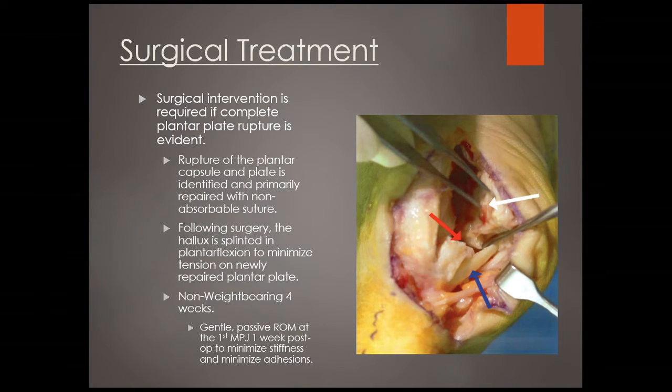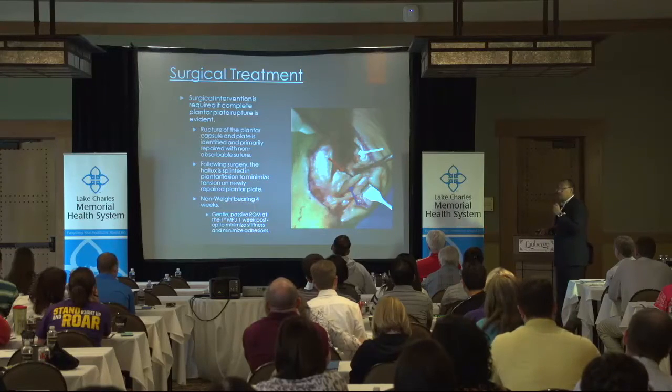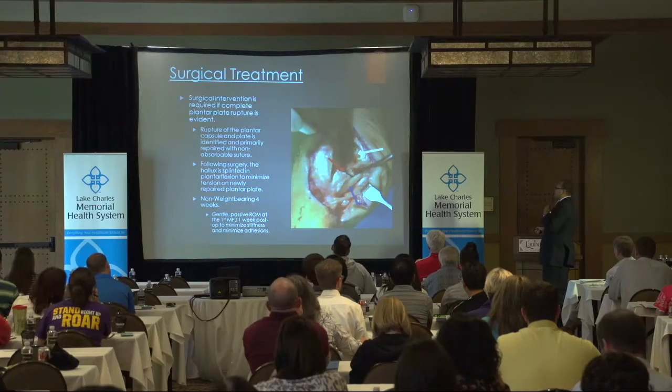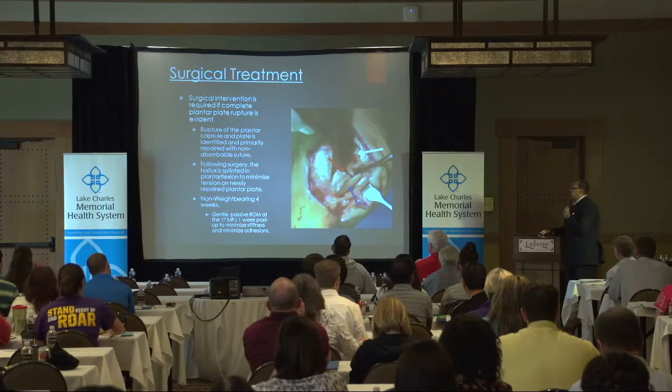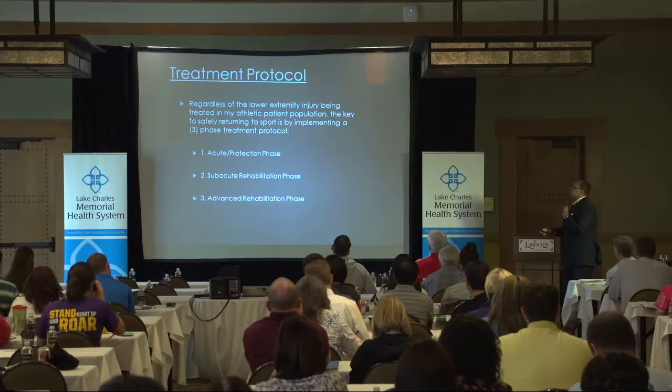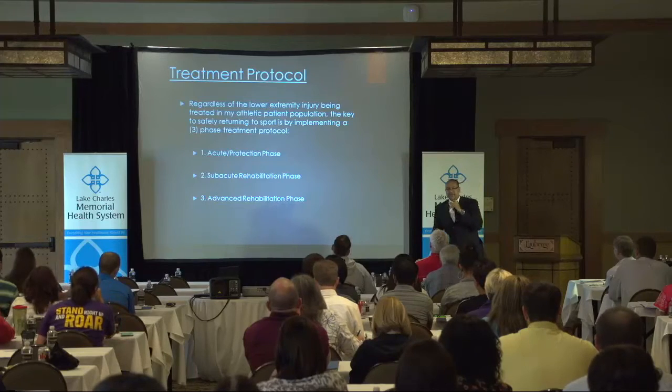The red arrow is the thick plantar plate, where you can see the obvious rupture. Here you can visualize the flexor hallucis longus tendon to make sure there's no associated tear or rupture of that tendon. And back here is the sesamoid, and you evaluate the intersesamoidal ligament to make sure there's no instability postoperatively. So, treatment protocols.